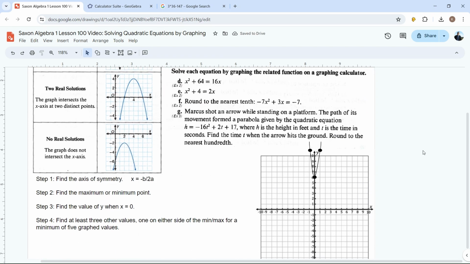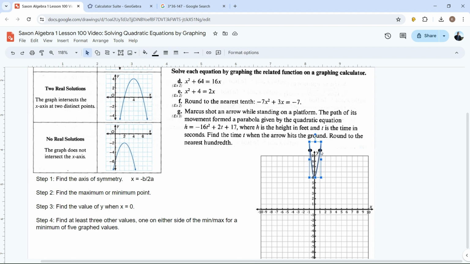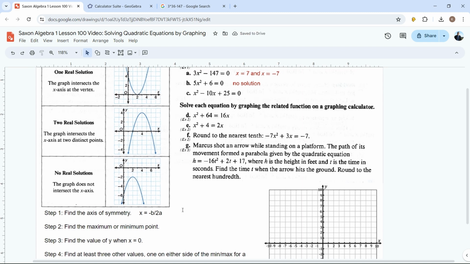All right, and then the one that I could actually graph, I'm going to count on this one to be my saving grace for this lesson, to show you the way that you should be graphing these parabolas to get good, actual good results. Let's first of all figure out what the axis of symmetry is.